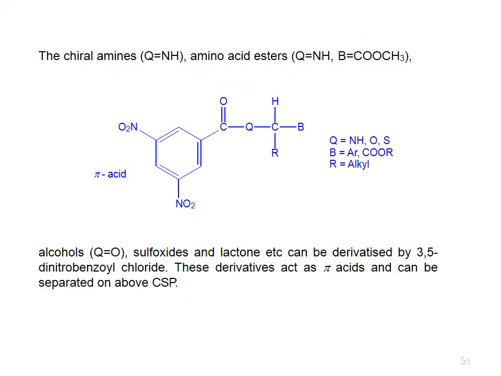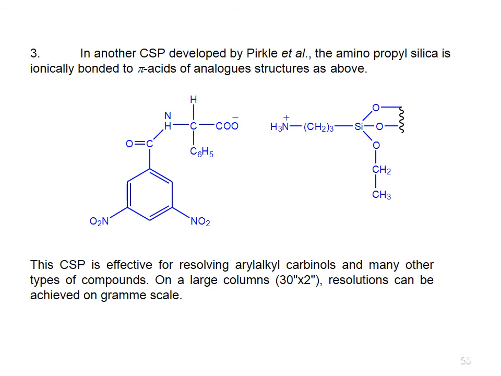Then chiral amines, amino acids, esters, alcohols, sulfoxides and lactones can be derivatized by 3,5-dinitrobenzoyl chloride. These derivatives act as pi acids and can be separated on the above Karl-Stacey phase. In another Karl-Stacey phase developed by Park et al., the aminopropyl silica is ionically bonded to pi acids of analog structure as below. This CSP is effective for resolving aryl alkyl carbinols and many other types of compounds on large columns. Resolution can be achieved on gram scales.